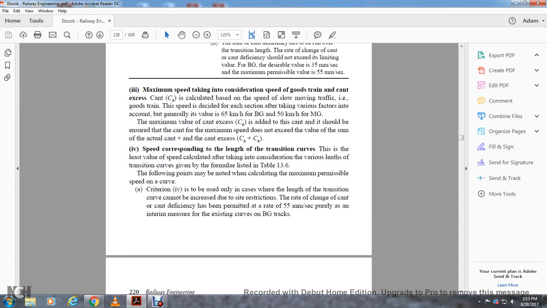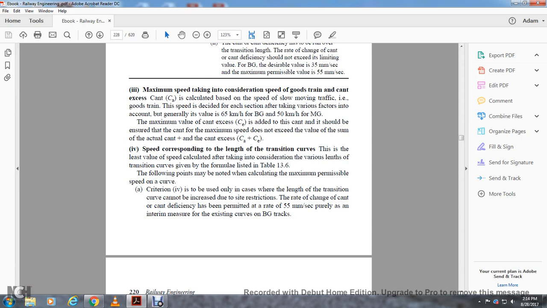The maximum value of the cant excess is added to the cant. The cant maximum speed should not exceed the value of the sum of actual cant plus the cant excess. Speed corresponding to the length of the transition curve: this is the value of the speed calculated taking into consideration various lengths of the transition curve.